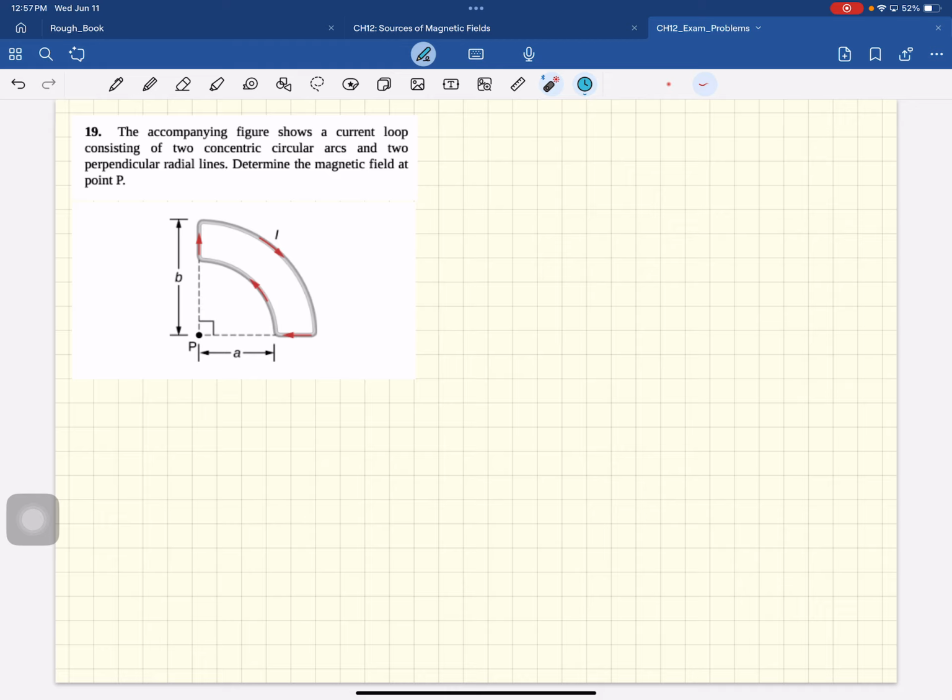All right. So the figure shows a current loop consisting of 2 concentric circular arcs and segments perpendicular to radial lines. Determine the magnetic field at point P. So we want to figure out the magnetic field at point P.